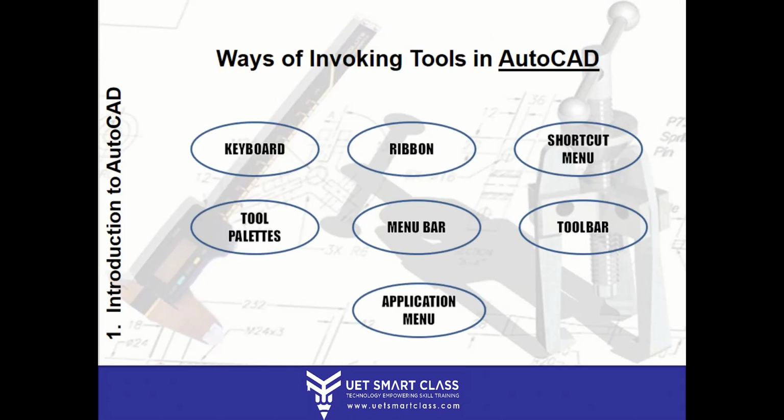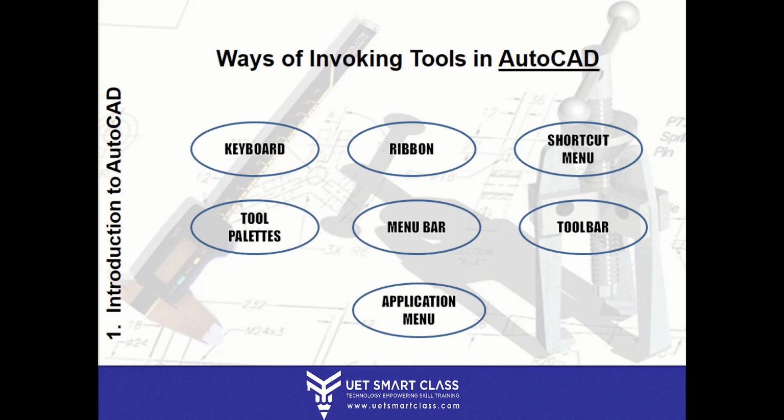Today we're going to cover different ways of invoking tools in AutoCAD. How to invoke a command. When you start your AutoCAD, you all know the AutoCAD doesn't work automatically. You have to invoke a particular command, or in simpler words, you have to tell AutoCAD that I want to do this. Like for example, I want to draw a line.